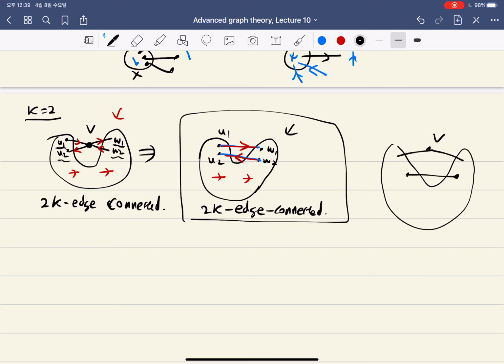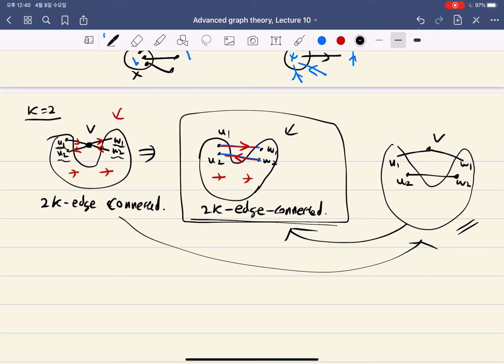One of the downsides of pairing one by one is that if we pair this up first, U2, W2, U1, W1, the best situation is you do it once and then you show that this is 2K edge connected, and then you do it again and you get this, and this is 2K edge connected. If that's possible, that would be the best scenario, because that would be already sufficient for our purpose. But simply that cannot be true, because in here, this V has degree only 2, which is strictly smaller than 2K. So this cannot be 2K edge connected.